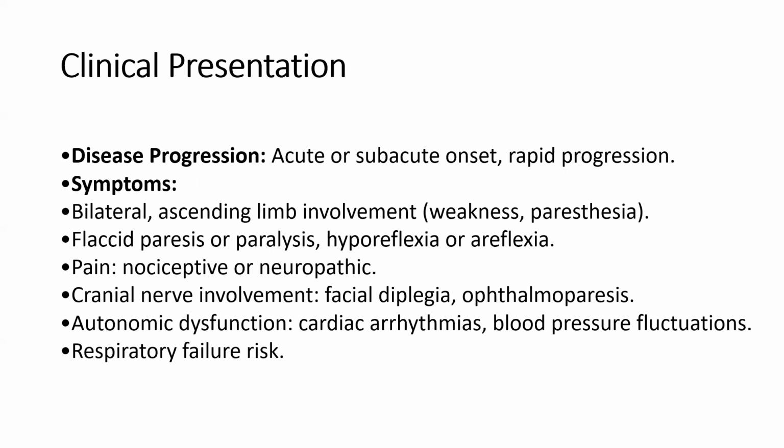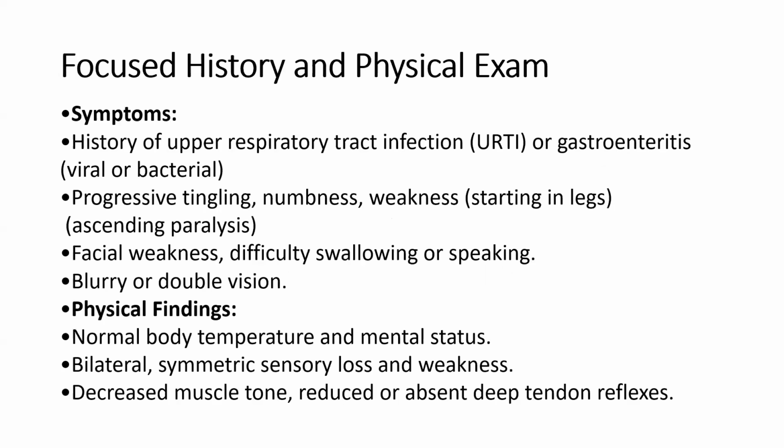If maybe the face is involved, we're going to have facial diplegia, ophthalmoparesis, and autonomic dysfunction. If it has gone to the autonomic nervous system, we're going to have cardiac arrhythmias, blood pressure fluctuations, or respiratory failure risk. Keep in mind the respiratory failure risk, because it happens in like 20% of the patients.